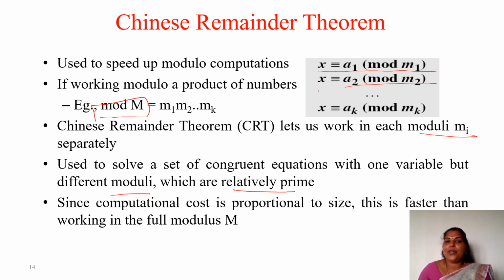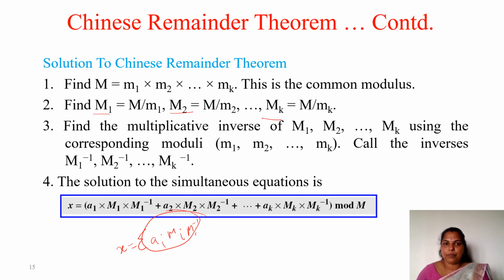So first you have to check whether the moduli are relatively prime or not, meaning the GCD of these moduli is 1. If that is the case, then only we can use this algorithm. Otherwise it is not possible. Since computational cost is proportional to size, this is faster than working in the full modulus M.